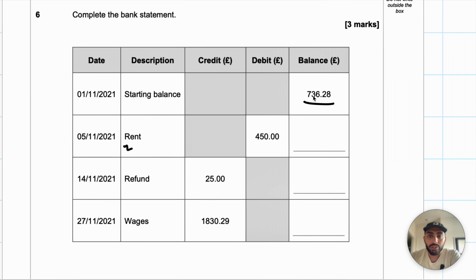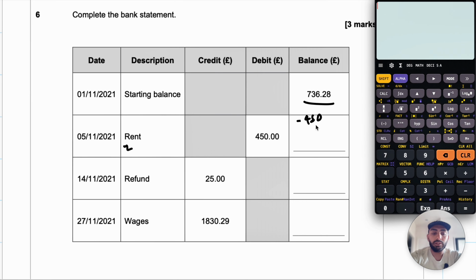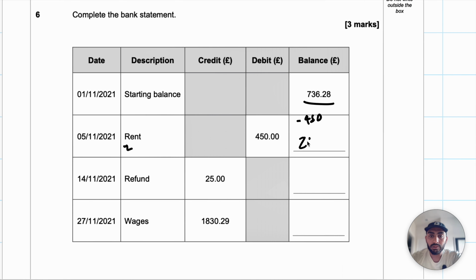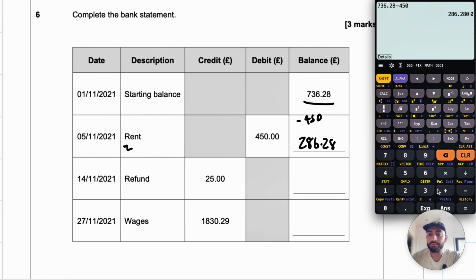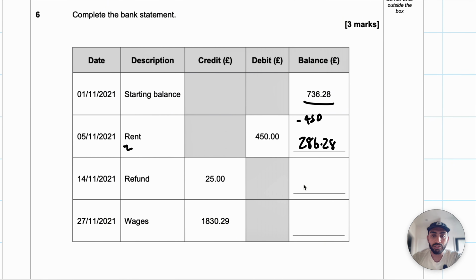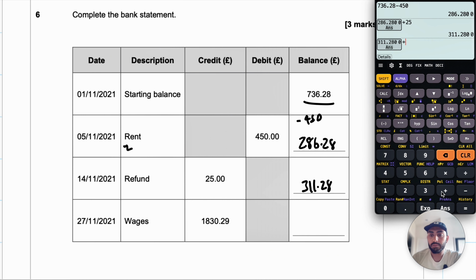So first thing that we're going to do is £736.28, and we're going to minus 450. So 736.28 minus 450, which is 286.28. We're going to add on 25, which is 311.28. Then add 1830.29. So 2141.57.